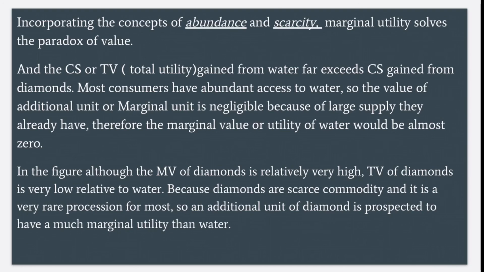In the figure, although the MV of diamonds is relatively very high, the TV, or the total utility, of diamonds is very low relative to water. Because diamonds are a scarce commodity and a very rare precious item for most, an additional unit of diamond is expected to have a much higher marginal utility than water.